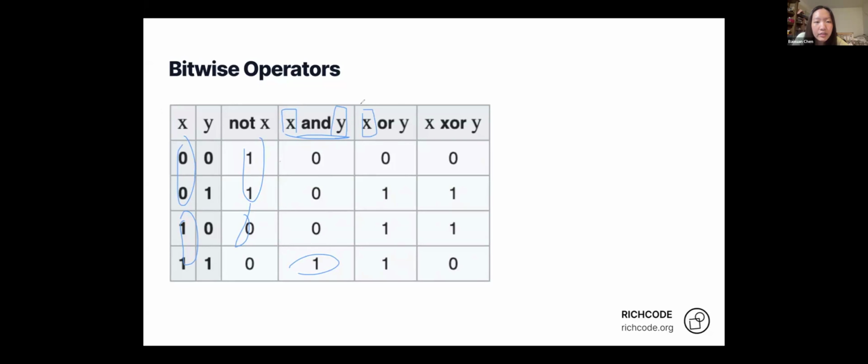And then X or Y, it returns 1 if either of them is 1. So as long as one of them is 1, it will return 1. So it'll only return 0 when X and Y are both 0. And then the last main one is X exclusive OR, which means that if one of them is 0, the other one has to be 1. Like they have to be different. So then it returns 0 when they're the same. So when X and Y are both 0 or both 1, it returns 0. And otherwise it'll return 1. Are there any questions about this?